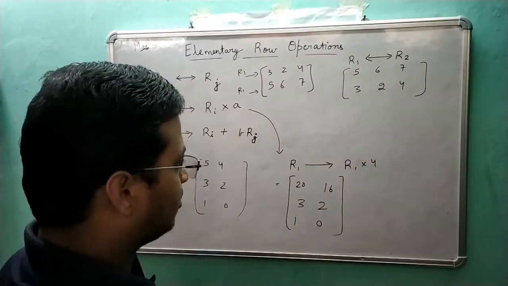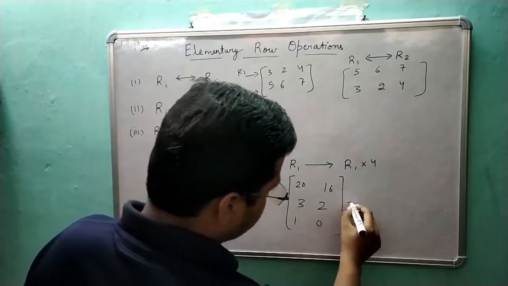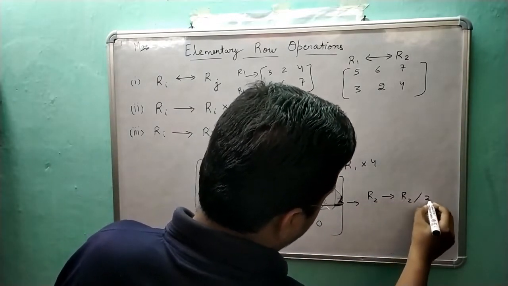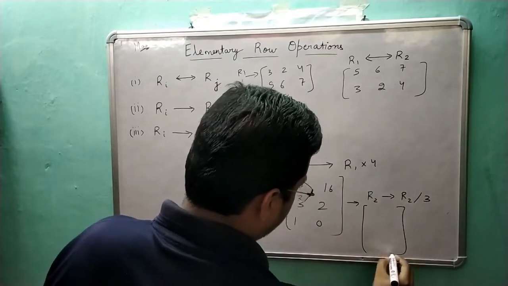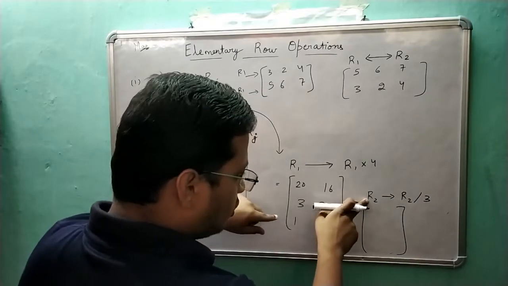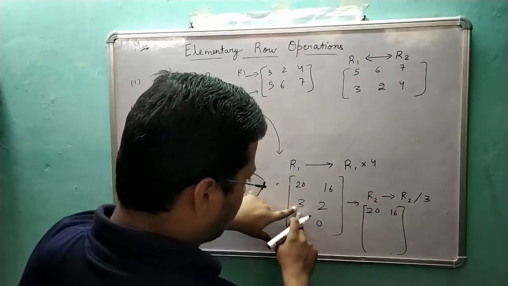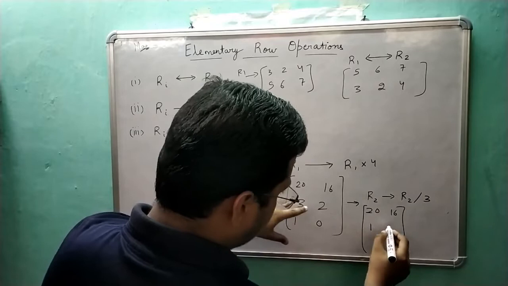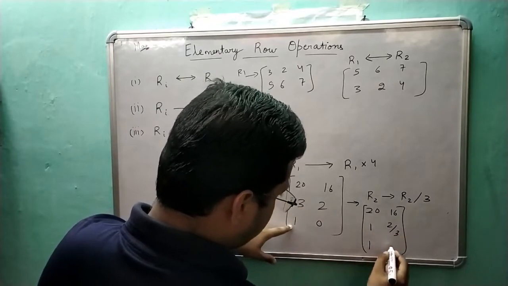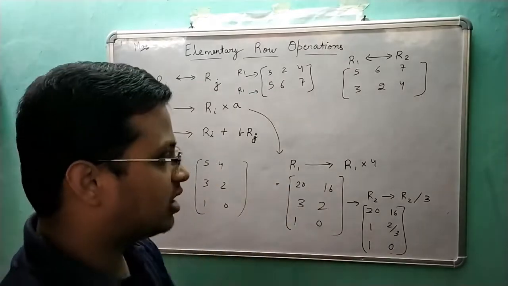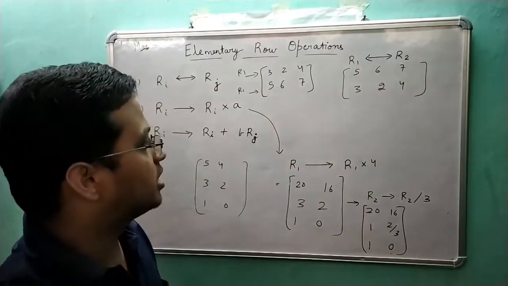Similarly, we can divide a number also. Now from this matrix, if we apply R2 changed to R2 divided by 3, our matrix will become, as you can see, R2 is going to change. R1 will stay as it is. R2 will be changed to R2 by 3. So 3 by 3 is 1, 2 by 3, 1, 0. The third row will remain as it is. This is the second type of elementary row operation.